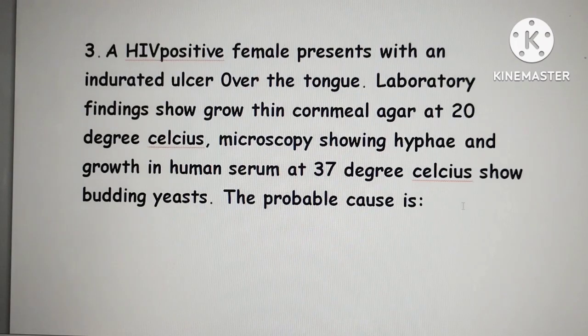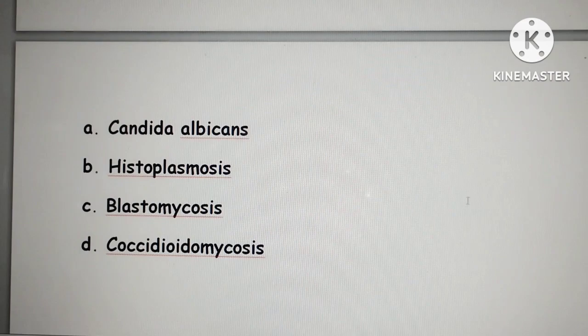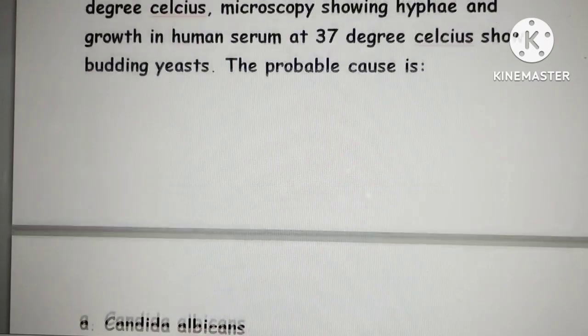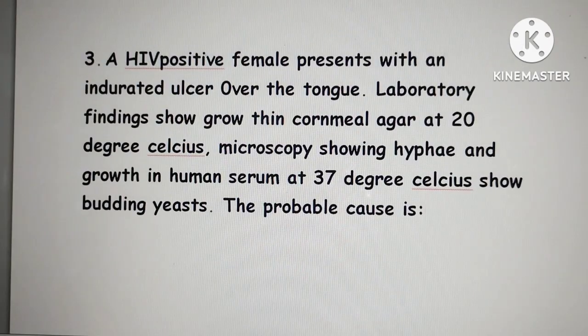So what are the options? Candida albicans, histoplasmosis, blastomycosis and coccidioidomycosis. Okay, we'll rule out one option. So first, HIV positive female patient. She is an immunocompromised patient and she is having an indurated ulcer over the tongue.